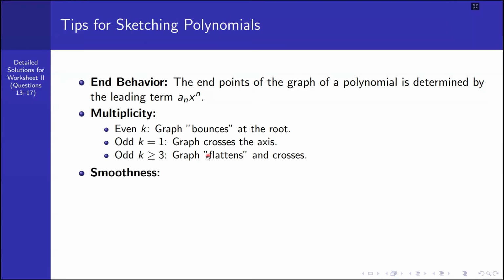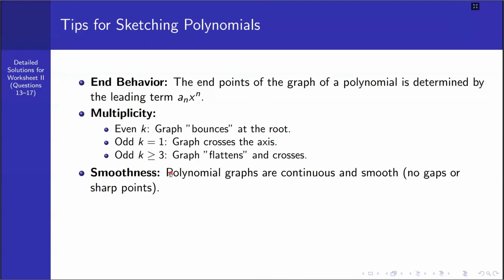And the smoothness could be just the basic property of the graph of a polynomial function. It is smooth, that means the polynomial graphs are continuous and smooth. That means the graph doesn't have any gap or any sharp point or simply any hole even, because it is a smooth or simply continuous curve.